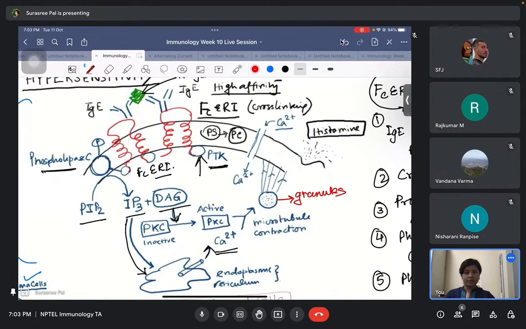So for that we need the help of the microtubules. You know that microtubules are kind of the roadworks inside the cell. They create the path by which the granules will move towards the cell membrane and will ultimately be fused with the cell membrane, right? So that is the role of this calcium. It helps in this contraction of the microtubules. Is that okay?